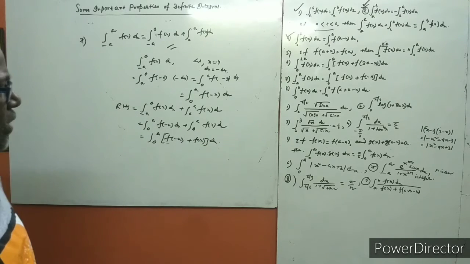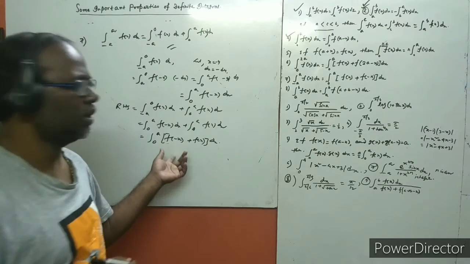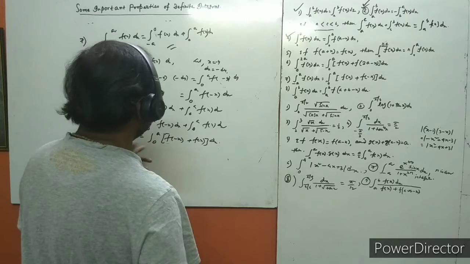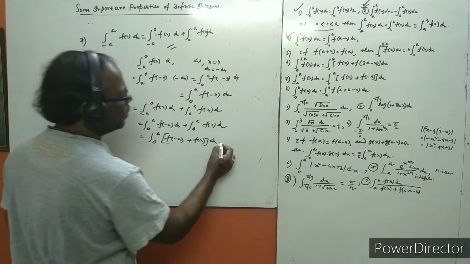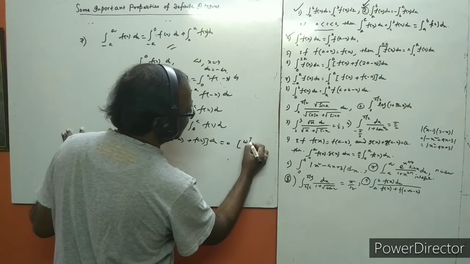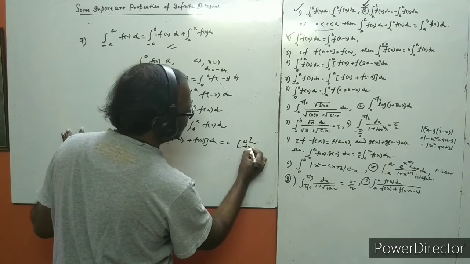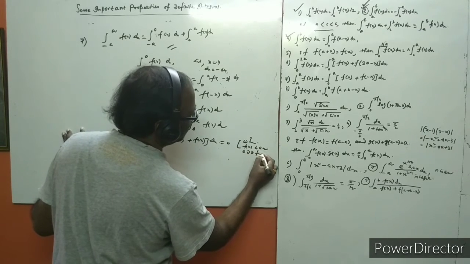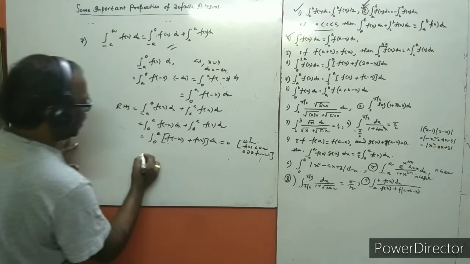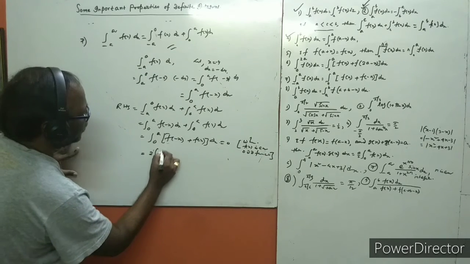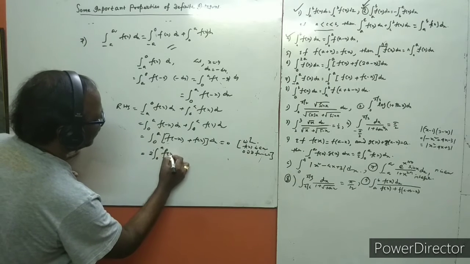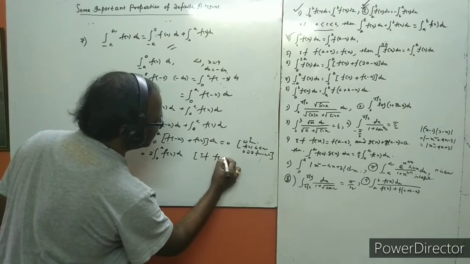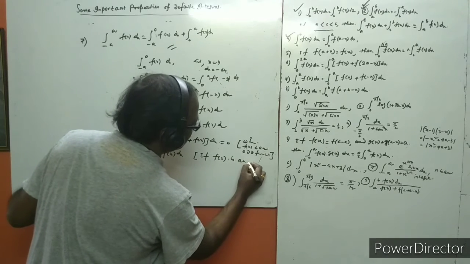Carefully see, if the function is odd, then f of minus x is equal to minus f of x, so the integral will be 0. So it is 0 when f of x is an odd function, and it is equal to twice the integral from 0 to a of f of x dx if f of x is an even function.